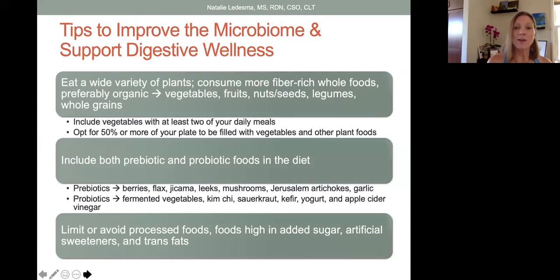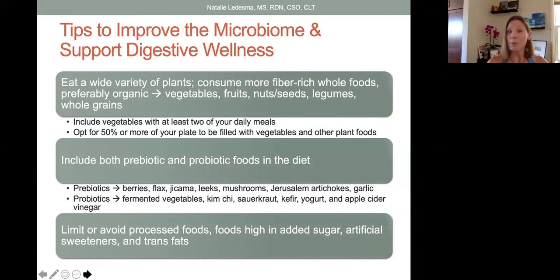Probiotics, those are going to be found in your fermented vegetables, in kimchi. Kimchi actually is one of the richest sources of probiotics. I think it probably will be the highest in probiotic concentration of anything listed there. Sauerkraut, though, is also a good one.